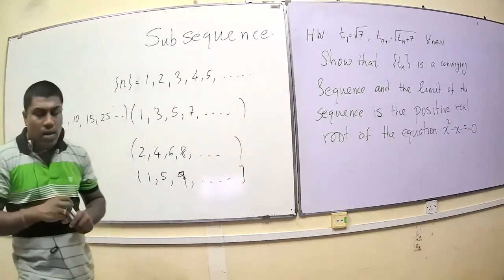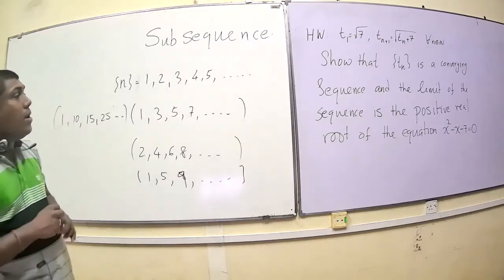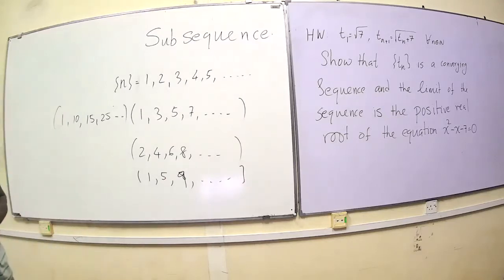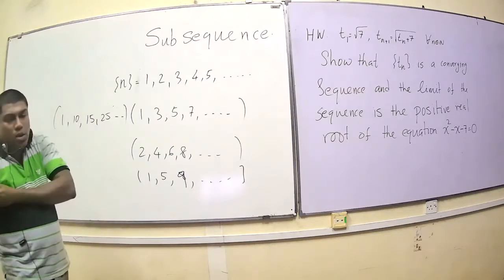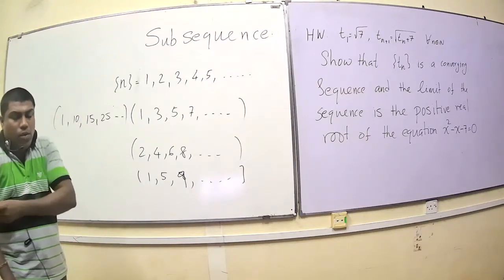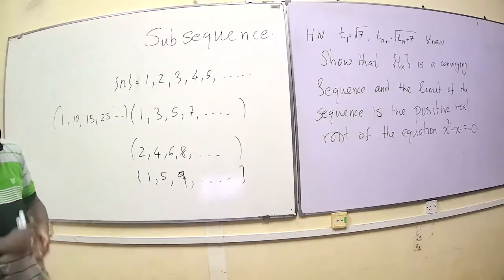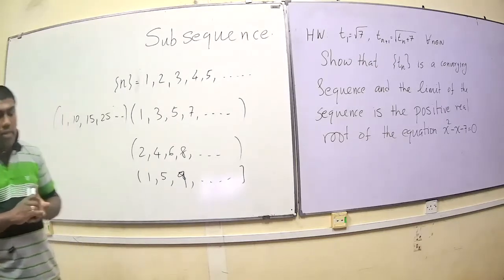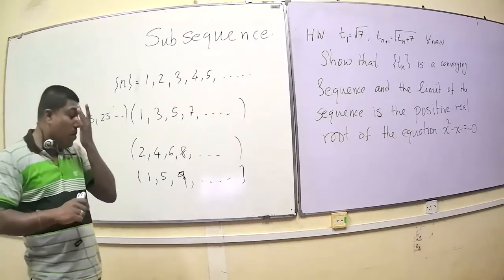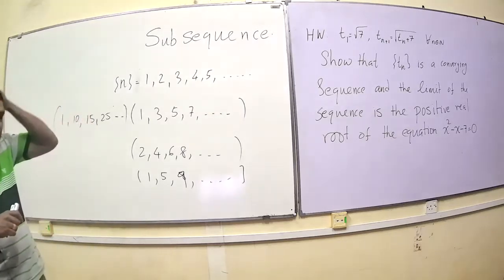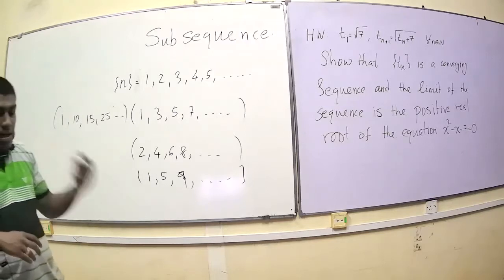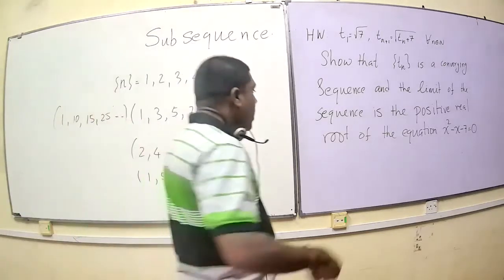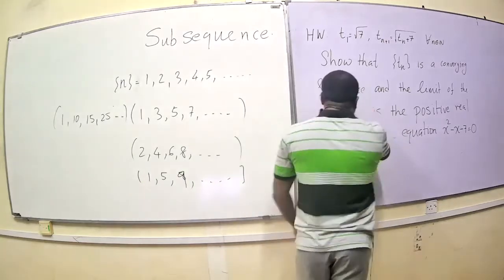Once a sequence is given, you can always get a sequence within the sequence. And that sequence within the sequence is called a subsequence. That is how you define a subsequence. And then we are going to use the properties of subsequences to see the properties of the sequences as well. That is what we are going to study in this section.